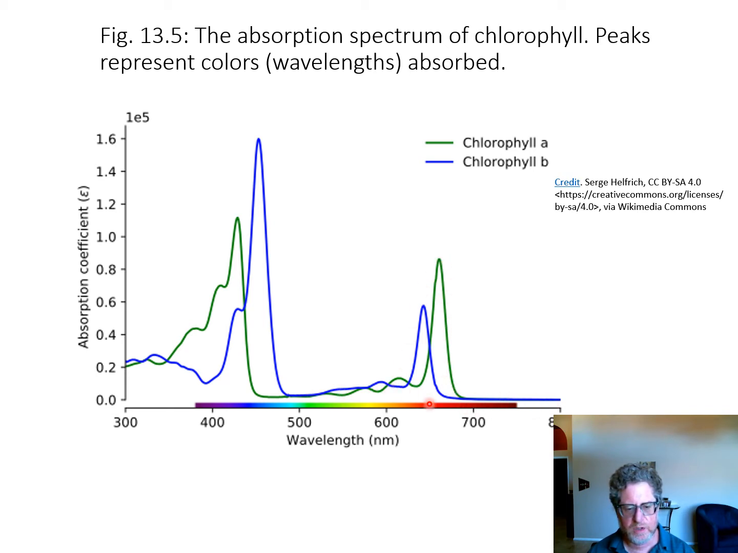Okay, so blue light has a peak, so plants capture and use blue light very well. Red light has a peak, so plants capture and use red light very well. And the green light is reflected or transmitted. So a plant leaf looks green because the green light is being reflected.